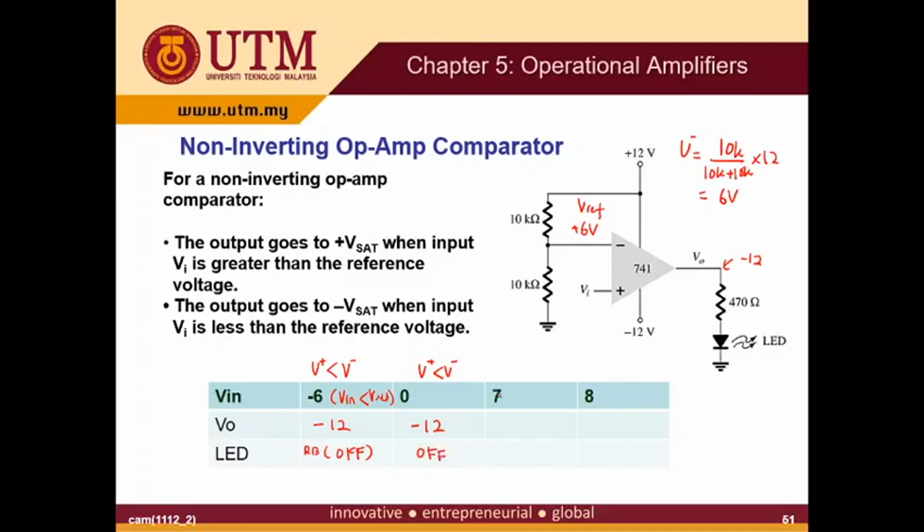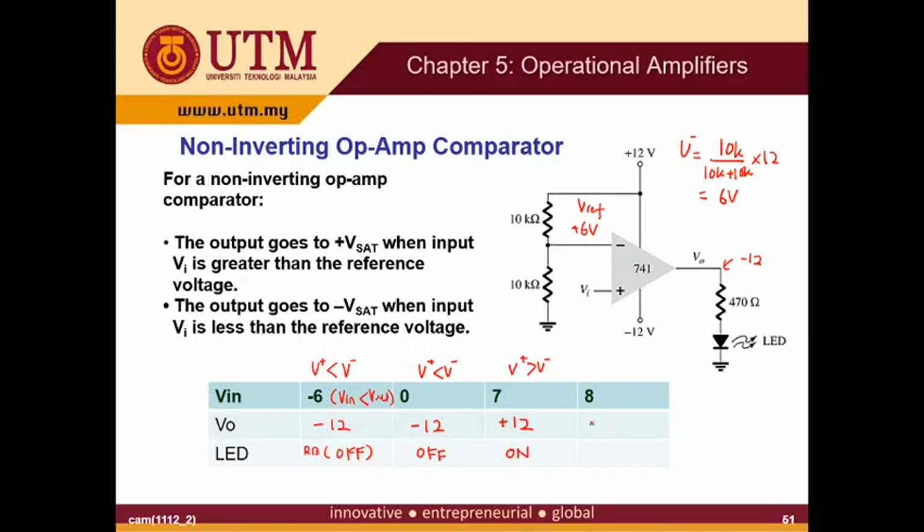Next, when V in is 7, V plus is slightly above the V reference of 6. V plus is 7. Since V plus is larger than V minus, V out is equal to the maximum voltage, which is plus 12 volt. The positive value is connected to the anode of the LED, so the LED is on.